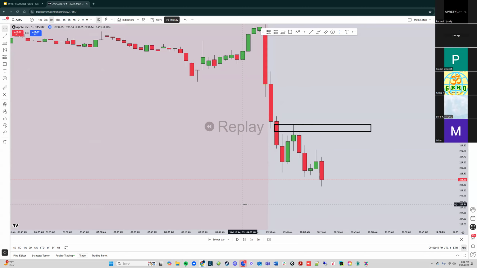Okay, remember this box that we made. Where is it? Remember this box that we made, Prabindai. We're at the bottom of that box now. We have a lot of wicks at the top on every single candle.